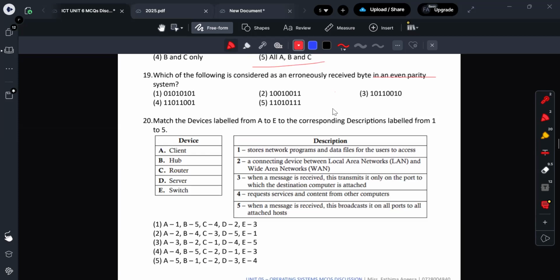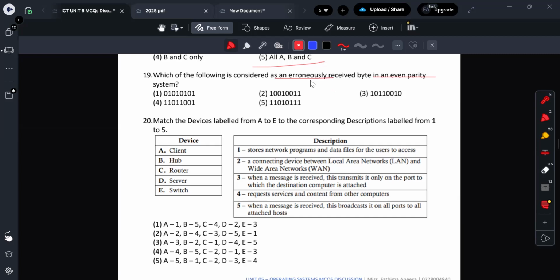So when you are counting the number of ones in a byte, it should have an even number of ones. If you are counting the number of ones, and it turns out to be an odd number of ones, that means an error has occurred, right? So in the first one, they are asking which of the following is considered an error, which is the error received byte.